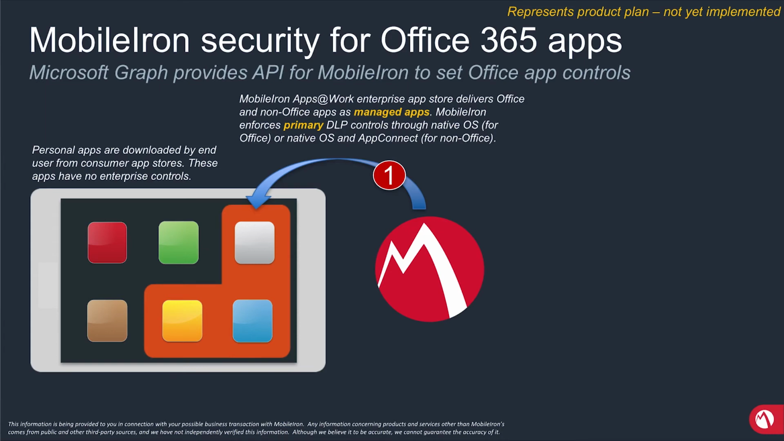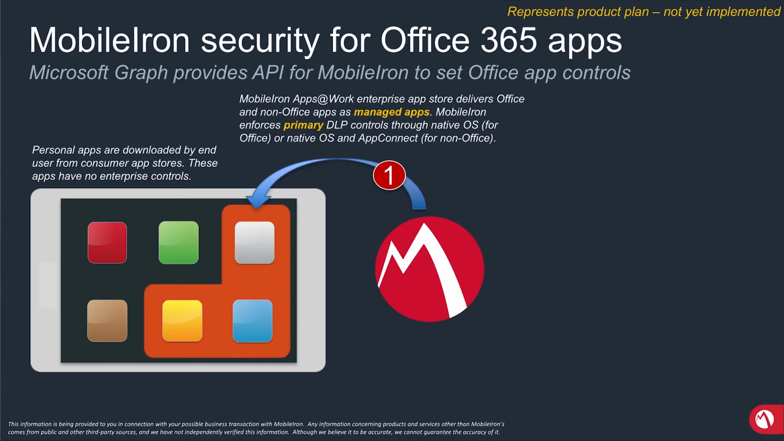And this could be because they're iOS managed apps. It could be because they're in the Android Enterprise Work profile. It could be because they're MobileIron App Connect applications, which is our separate containerization model. Whatever it is, there's a set of DLP controls, data loss prevention controls, that you put in place through MobileIron for those applications. Some of those applications will be from Microsoft.